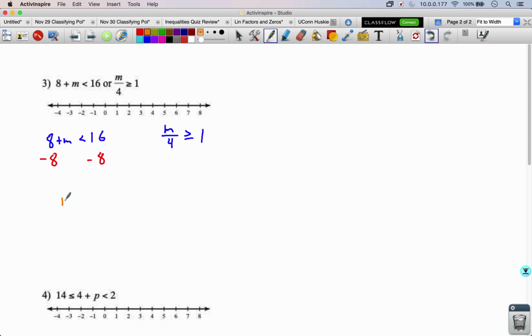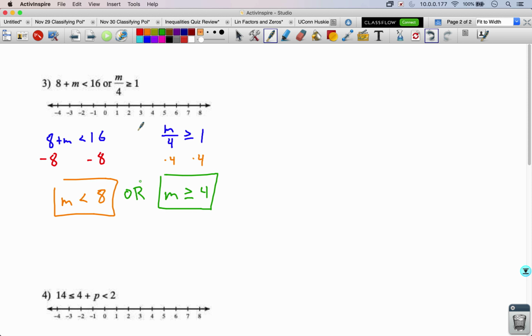And we get m is less than 8. We box around that. Over here, to get rid of the divide by 4, we're going to multiply both sides by 4. And we're going to get m is greater than or equal to 4. Put a box around that. And then we're going to keep that word OR in the middle.